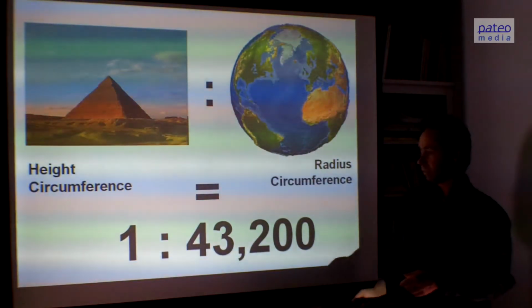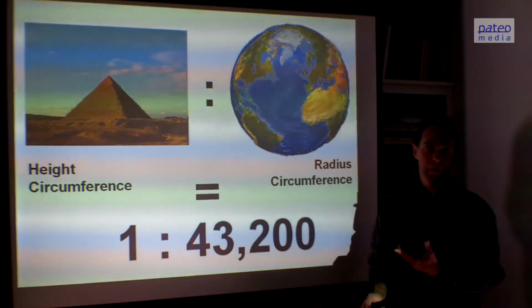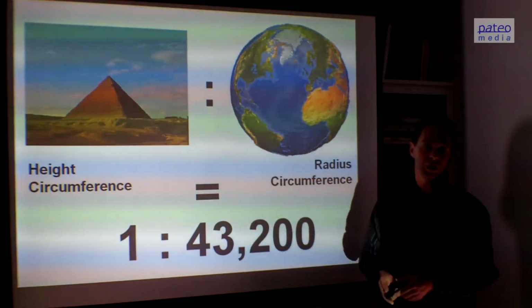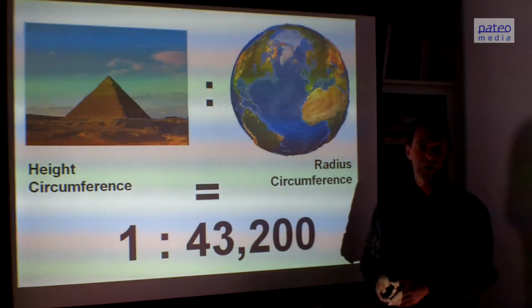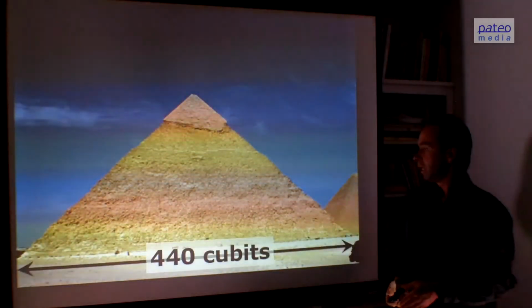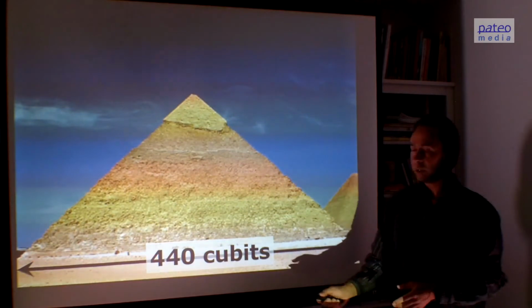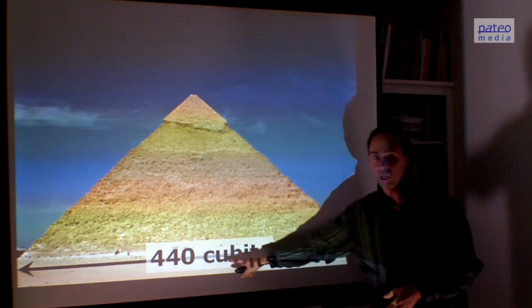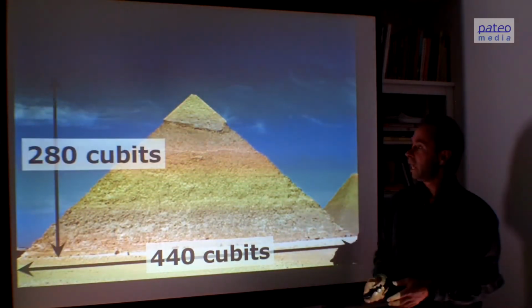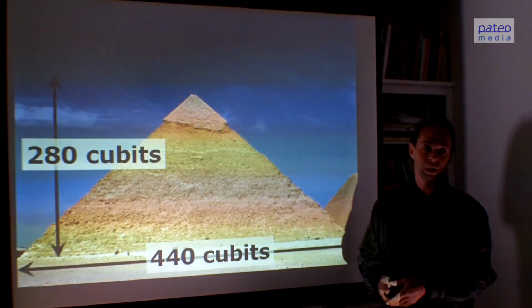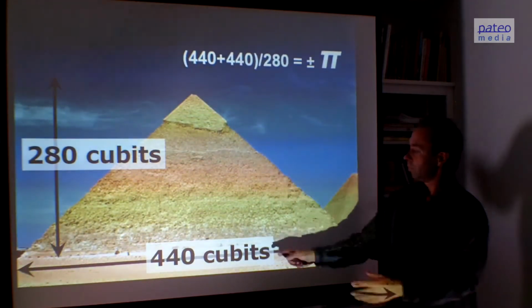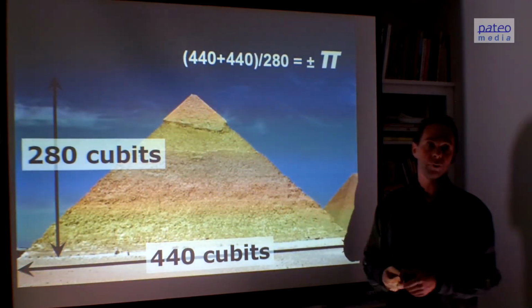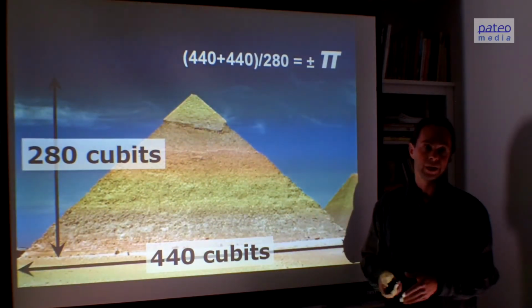And this is the ratio. Again, we see this number. The builders of the pyramid try to show us that this number is related to the precession cycle. That's why they use this ratio. At the base, the Great Pyramid has this length, 440 cubits. A cubit was the unit of measurement the pyramid builders used. And the height is 280 cubits. When we add two sides at the base up and we divide it by the height, we get a very good approximation of pi.